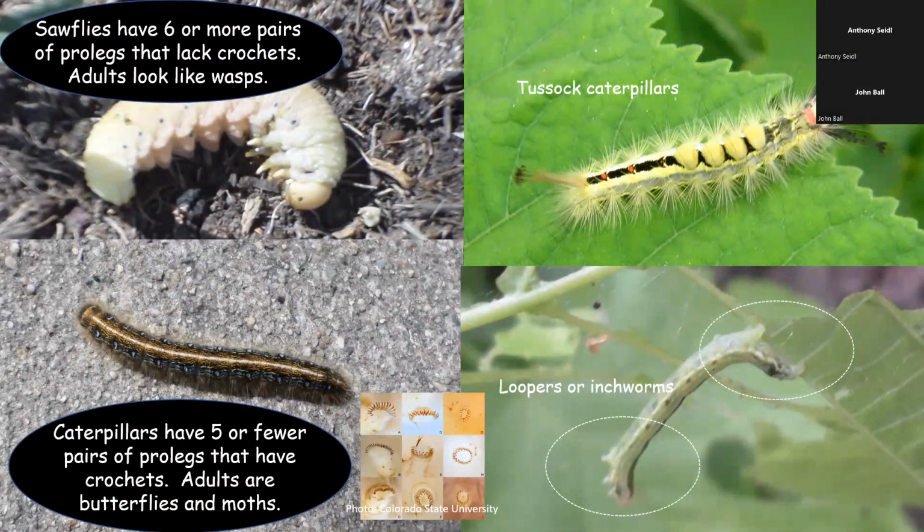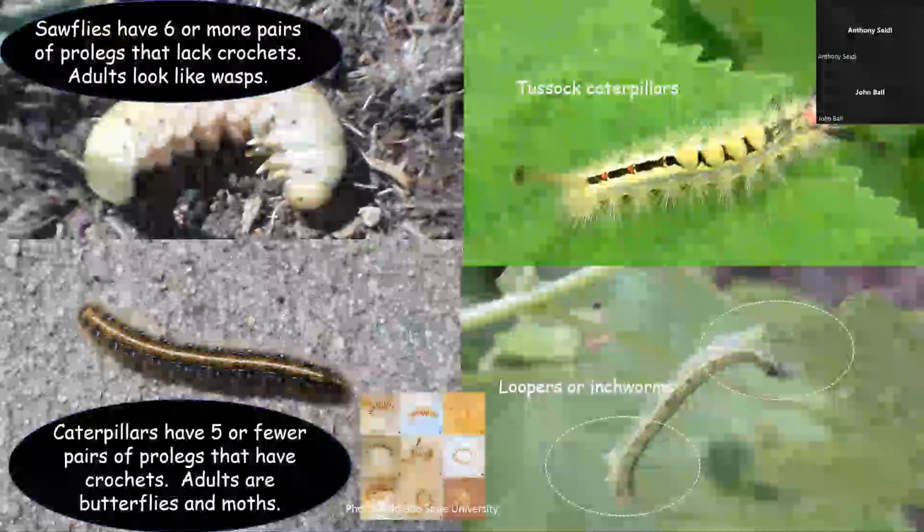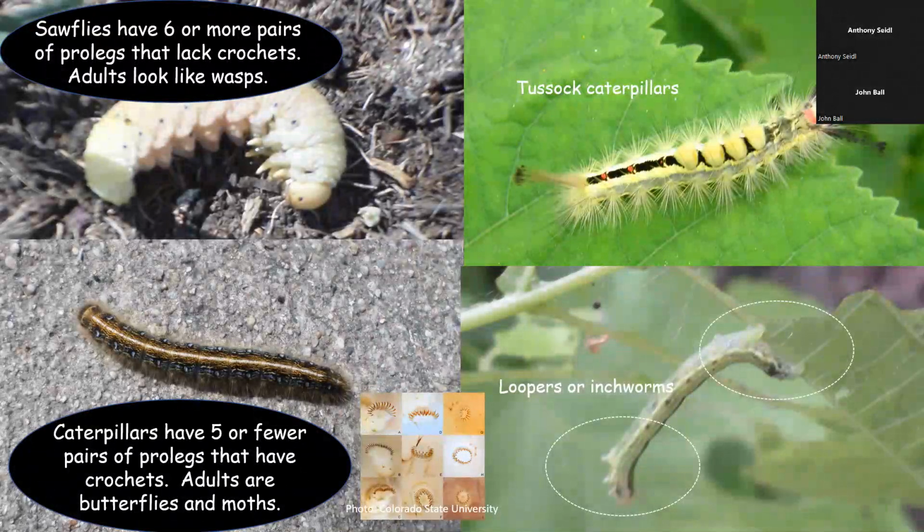Now, I might mention for caterpillars, and that'd be on the right side of your screen, there's a lot of different caterpillars out there. We do have tussock caterpillars, and you can see why they get the name tussocks, because of those tufts of hairs. And then we have the loopers or inchworms, such as that cankerworm there, that have their prolegs way at the back and the thoracic legs way at the front, and they literally kind of inch away or loop away as they're moving.